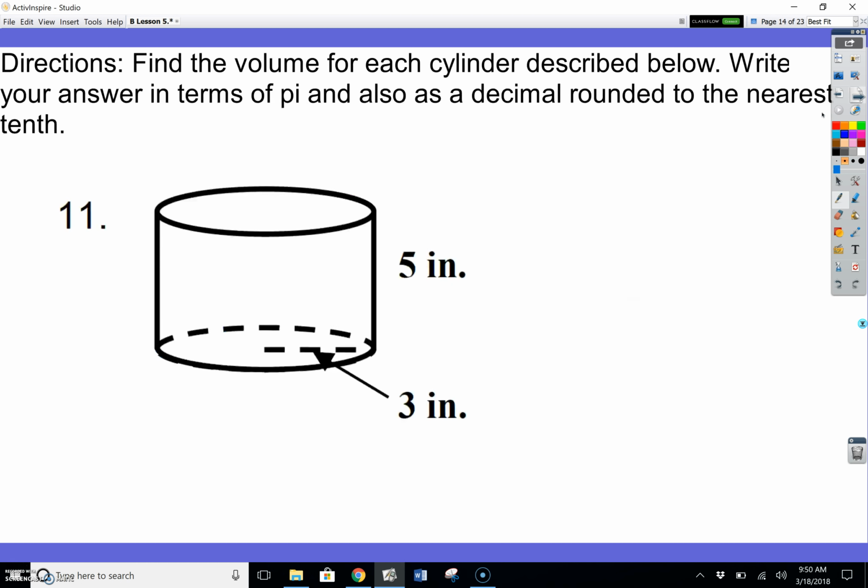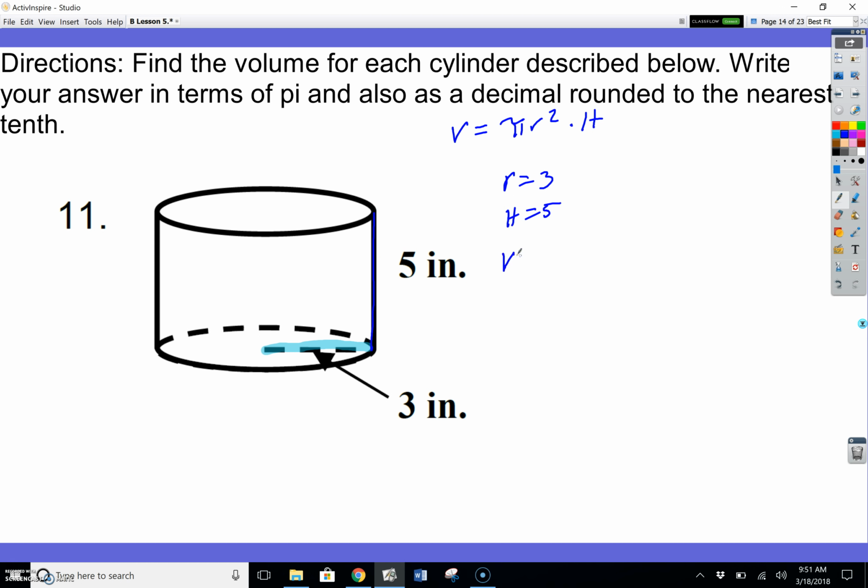Okay? So let's go ahead and look at our first example. First thing that I always do is I write down my formula for the volume of a cylinder. So it's pi r squared times the height. First thing I need to double check is, do I have the radius? I do, because remember the radius goes from the center to the edge. So therefore r is 3, and my height is just how tall it is. So my height is 5.